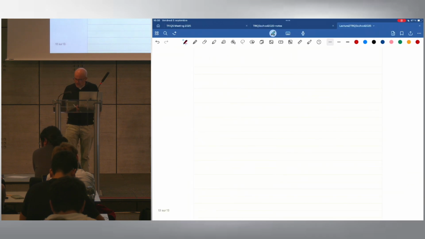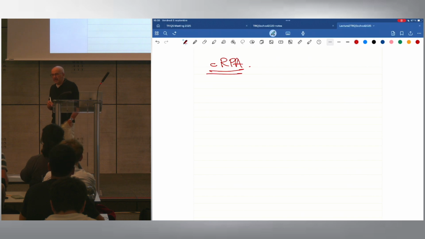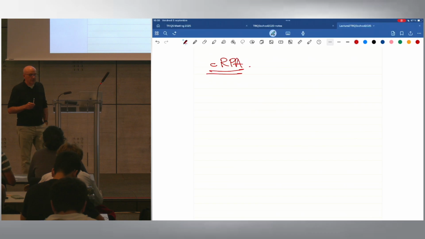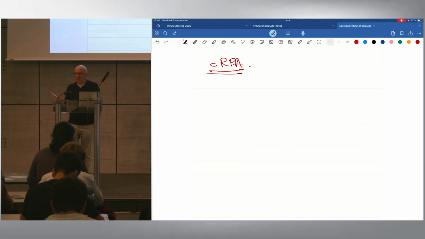The second remark I wanted to make is that there is something I didn't talk about, which is called constrained RPA. And constrained RPA is kind of a poor person's approach to estimating U and even U of omega in a solid without doing all this machinery of GW+EDMFT, which is more expensive.